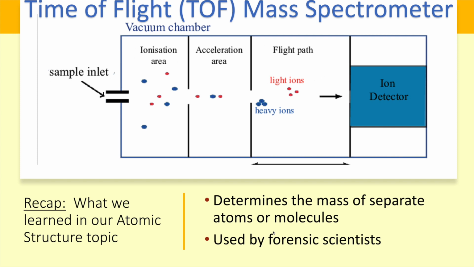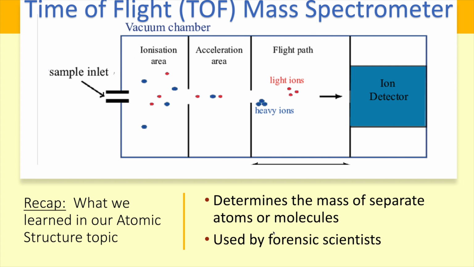So we've already looked a little bit at our mass spectrometry right at the start of the year when we were doing our atomic structure topic. So the type of mass spectrometer that we looked at then was the time-of-flight mass spectrometer. And this type of mass spectrometer uses the time it takes during that flight tube. So where that flight path is labelled, that section of the mass spectrometer is the flight tube, and that's where they record the time it takes for the different ions to travel to reach the ion detector.